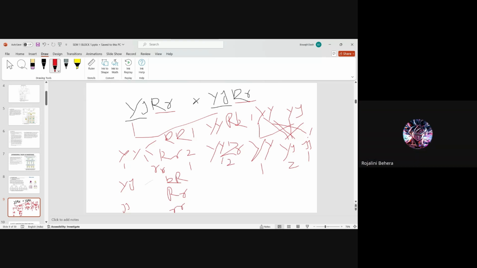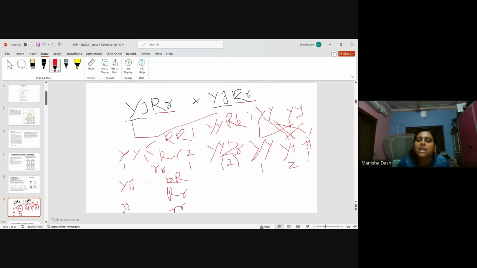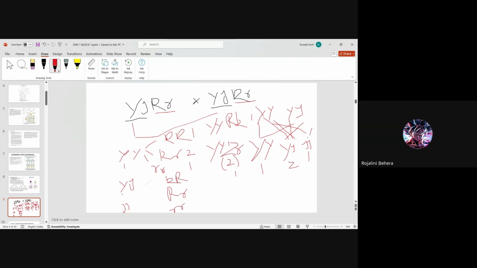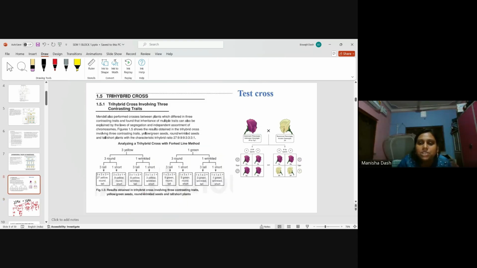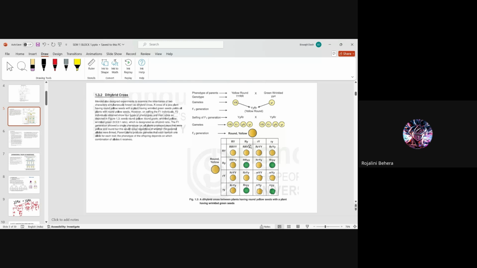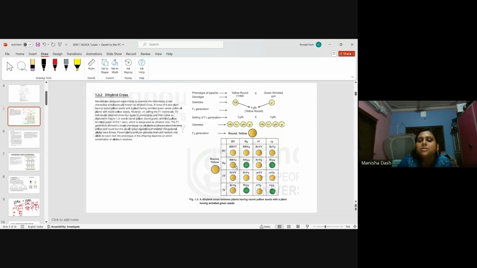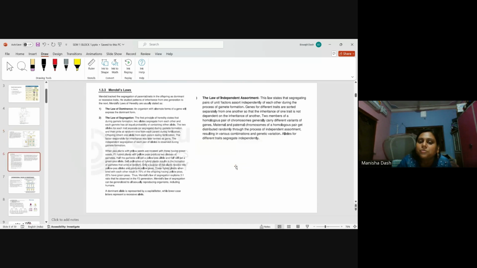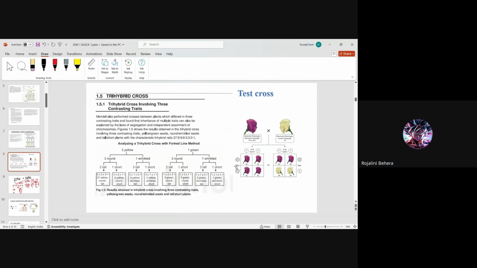So in this way, if you calculate the ratio, you will get 1 is to 2 is to 1. Again, 2 is to 4 is to 2. Again, 1 is to 2 is to 1, which you can observe in this slide. So if you look at the genotypes, the RRYY is occurring only once, and the capital R, small r, capital Y, small y, will occur 2 times like this. So if you arrange the genotypes, you will get that the genotypic ratio will be 1 is to 2 is to 1, again 2 is to 4 is to 1, again 1 is to 2 is to 1.